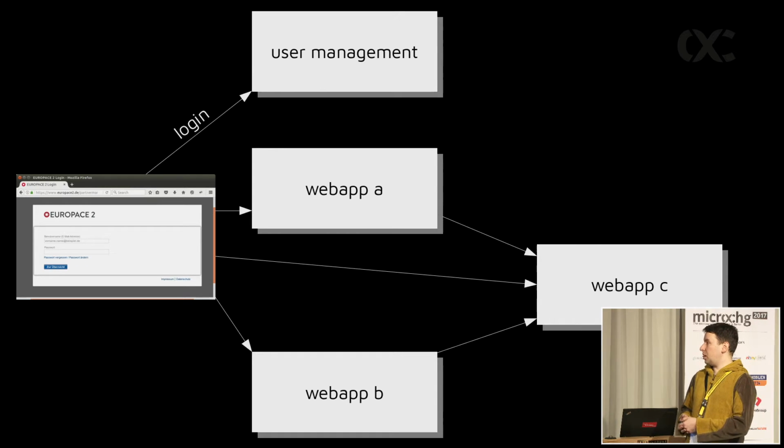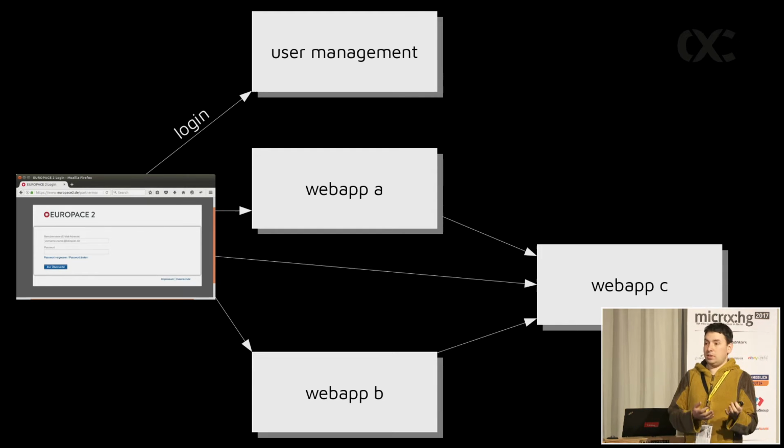So when web app A receives a request from the browser, it takes the JWT token, verifies that it's a real JWT token from our user management with the user management's public key, and it does not need to go to a centralized session store. Then it can verify that the JWT token is not expired yet, or it can get the data from the payload.